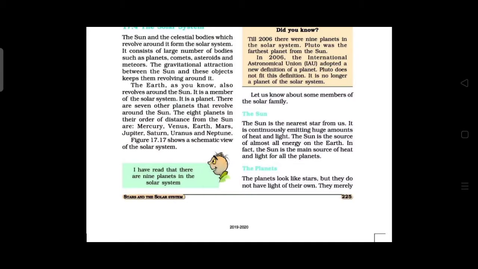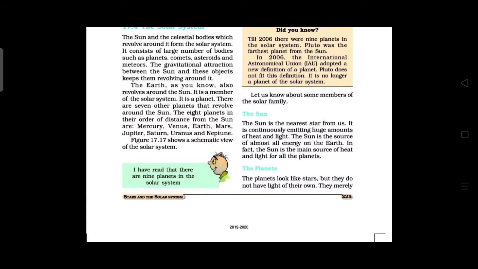It is continuously emitting huge amount of heat and light. While we stand in the sun, what happens? Our body becomes very hot. Likewise, it gives light also. So it is emitting what? Huge amount of light and heat. The sun is the source of almost all energy on the earth. The sun is the main source of heat and light for all the planets. It's the main source.